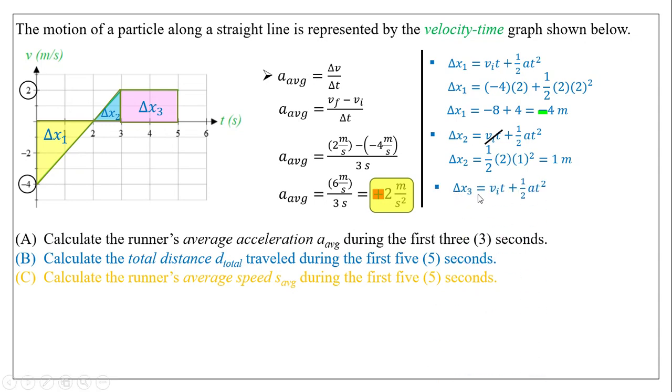Delta x3 is ViT plus 1/2 AT squared. Well, if you look at the graph here from 3 to 5 seconds, if you heard me earlier, the slope here is flat. There is no slope, which implies that the acceleration is 0. Okay, so it's moving at a constant velocity, which suggests that it's not speeding up nor slowing down. Therefore, in physics, we say that it is moving at a constant rate.